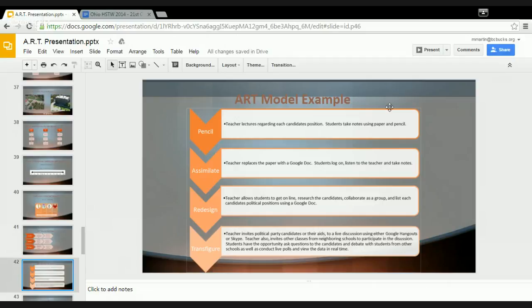But you can walk a teacher from the pencil stage to the Assimilate stage. You can walk a teacher from Assimilate to Redesign. So the model offers an opportunity for schools to move teachers along the continuum, to train them to get better at using technology in the classroom.